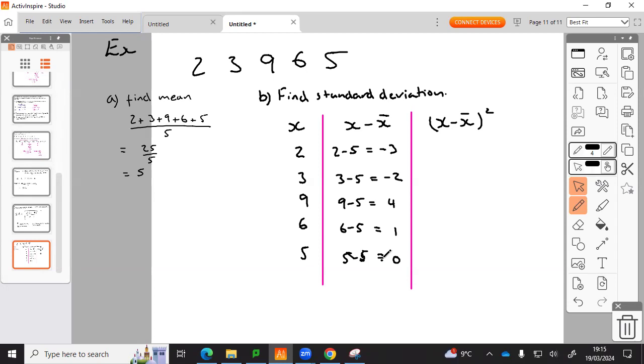X minus X bar squared. It's just what you've just found out, squared. Minus 3 squared, 9. Minus 2 squared, 4. 4 squared, 16. 1 squared, 1. 0 squared, 0.